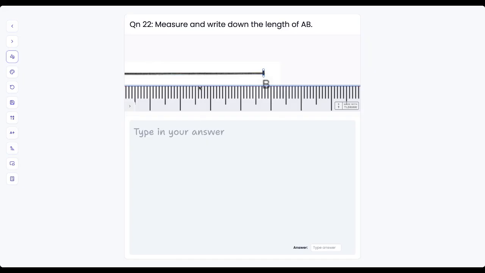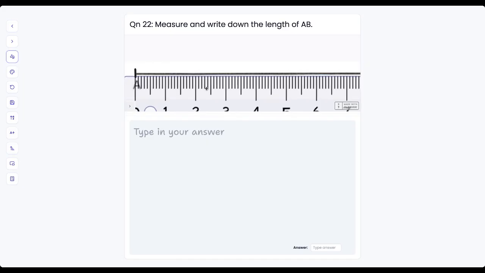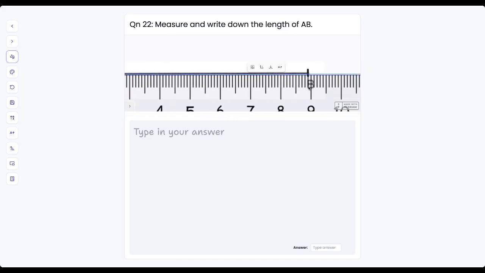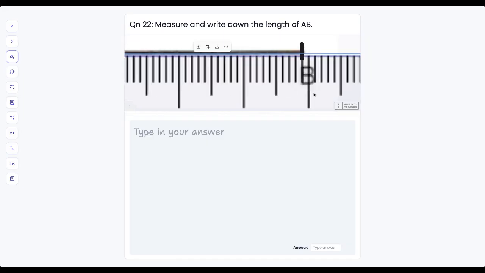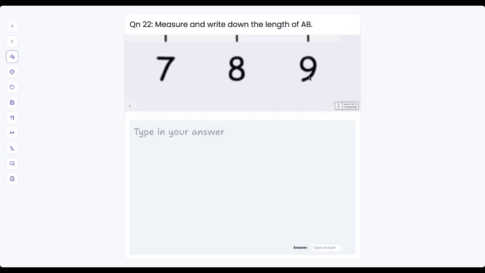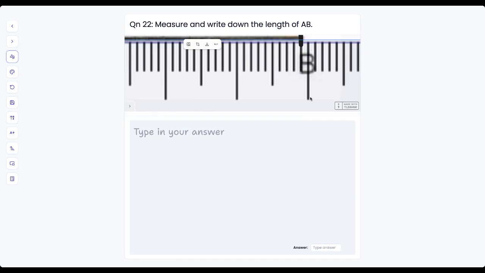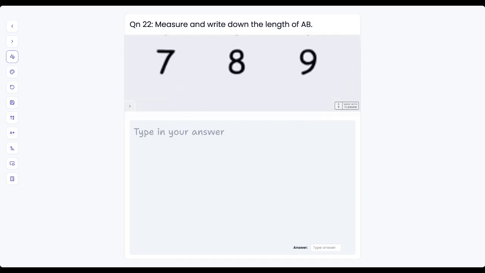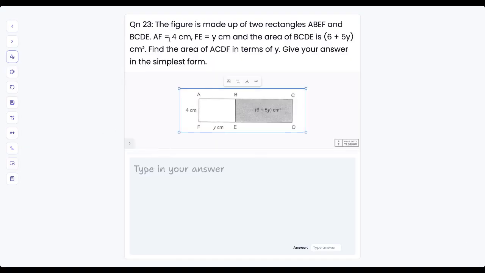Okay, so now using your ruler, you can align the line over here. So this is 8 and then one line before 9, right? 9. So the answer should be 8.9 centimeters. There you go. So 8.9 centimeters. All right, let's move on to the next question. Question 23.